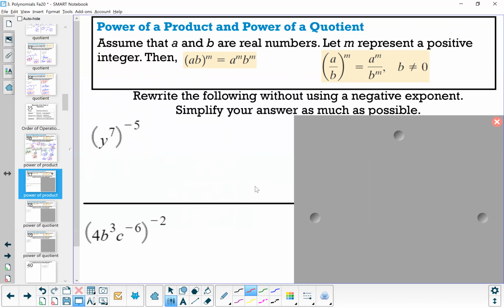All right, let's take a look at the first one. So if you're just using the power rule straight up, it would be y to the 7 times negative 5, which gives you y to the negative 35. And then you want to take that across the fraction bar so that we have a positive exponent. So that gives us 1 over y to the 35th.